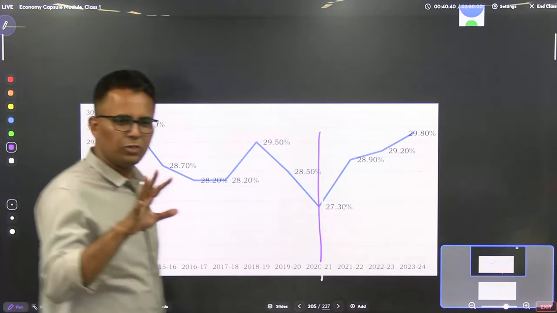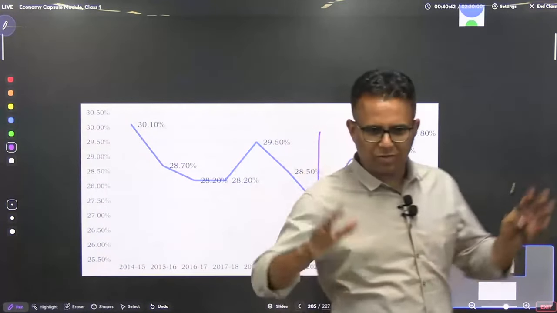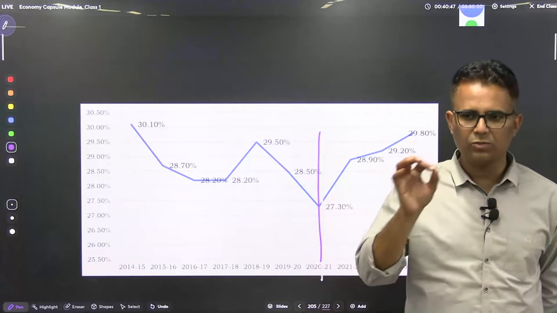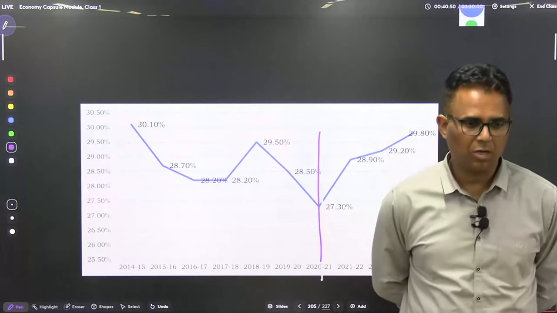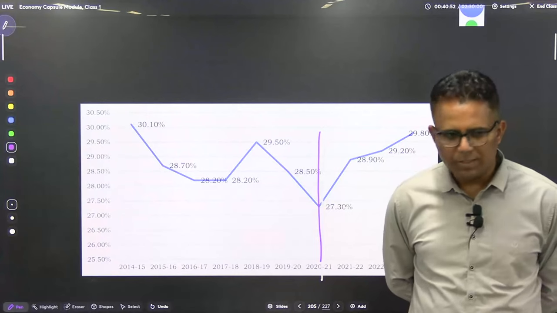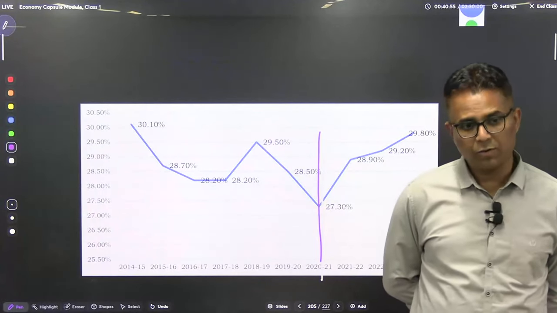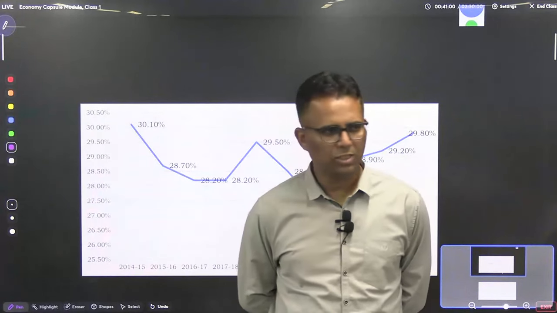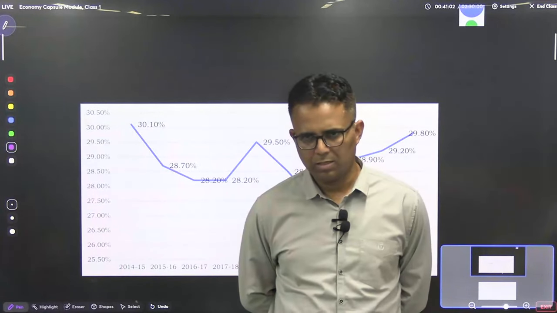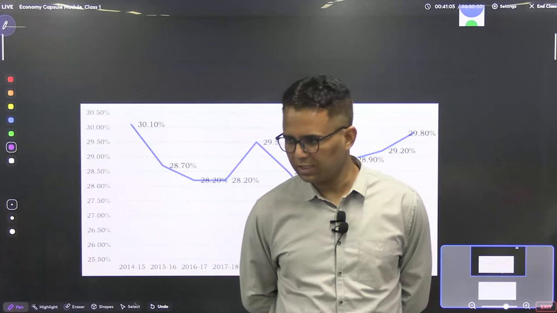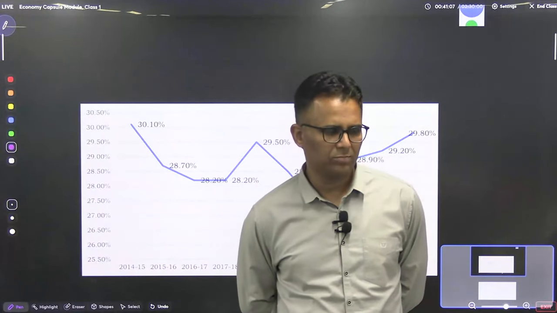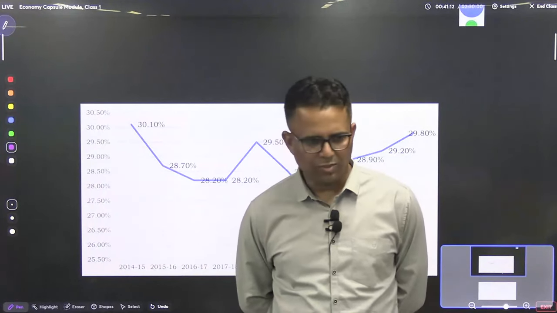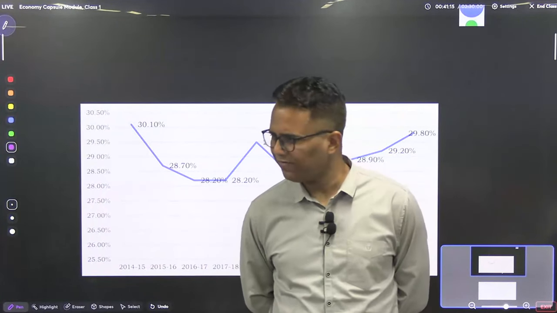Because a lot of times you may not be knowing the data. I don't expect you have mugged up all this data, but even without data, if you have common sense, you can do this statement correct. For example, you have GS paper and optional paper, right? So GS 1000, optional 500. Let's say in percentage terms, out of 1500, you are getting 35% in optional and 65% in GS.